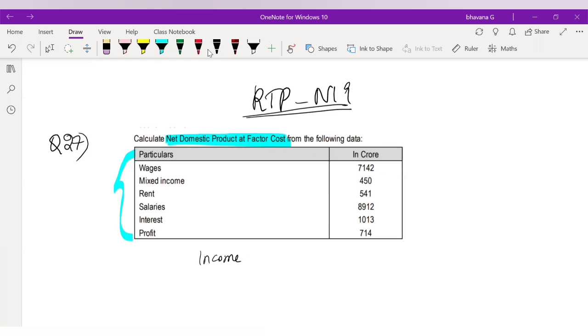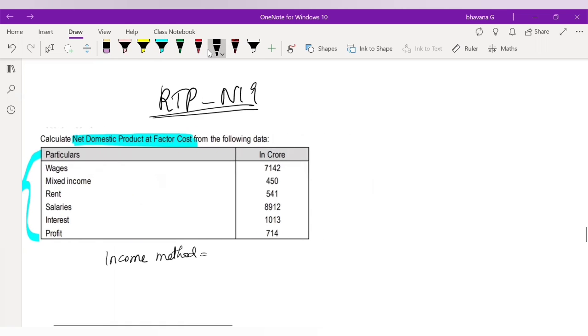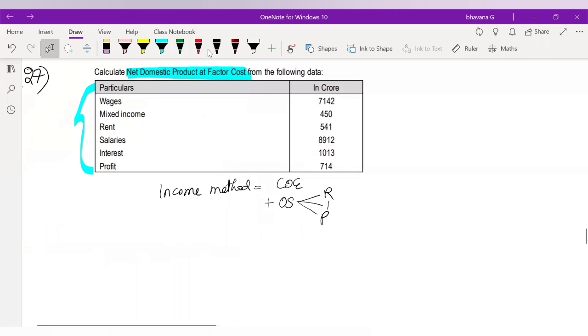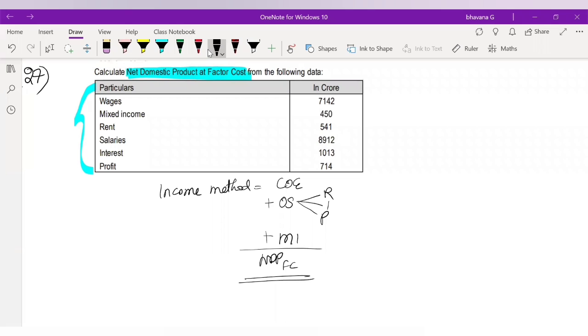Please see what components are given in the question. It is the income method. Okay. So for the income method, what is the formula? It is compensation of employees plus operating surplus. In operating surplus, you have rent, interest, and profit. Plus you have mixed income. If you do this, you will get NDP-FC. Okay, this is what they have asked you. Directly, if you do the income method, you will get NDP-FC only.